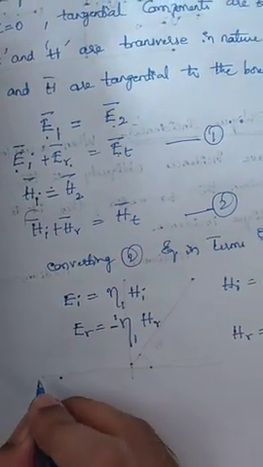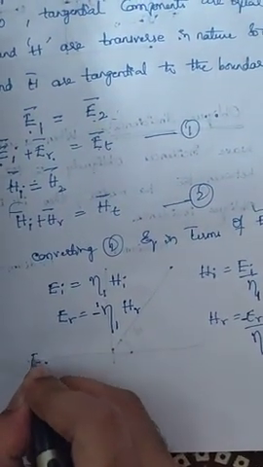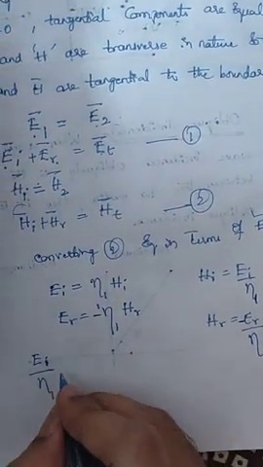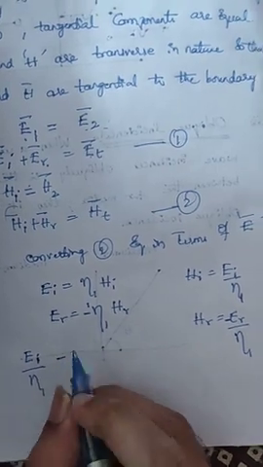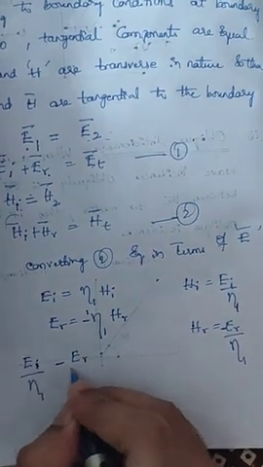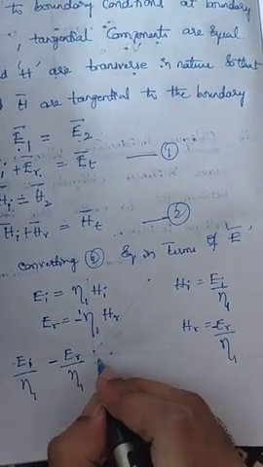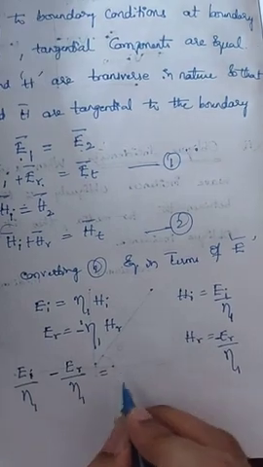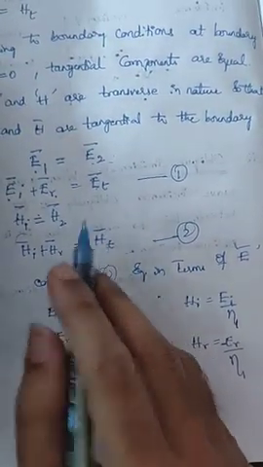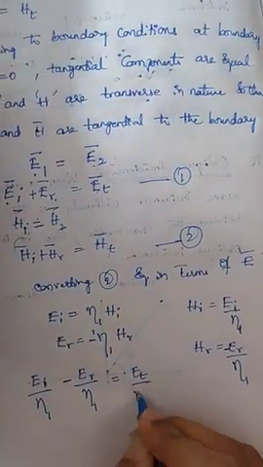So you'll get EI by eta 1. So HR means ER by eta 1, which is equal to HT. HT can be written as ET by eta 2, since this is transmitted, which belongs to medium 2. Okay.